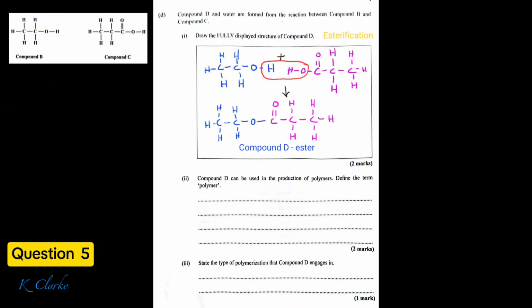Part 2. Compound D can be used in the production of polymers. Define the term polymer. A polymer is a substance that consists of long chain-like molecules formed by joining many repeating monomers. Part 3. State the type of polymerization that compound D engages in. Compound D is formed while water is being released during the reaction. Therefore, this is condensation polymerization.